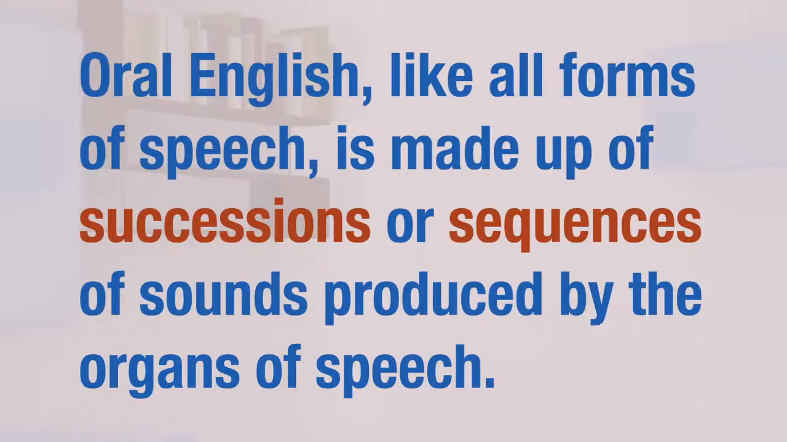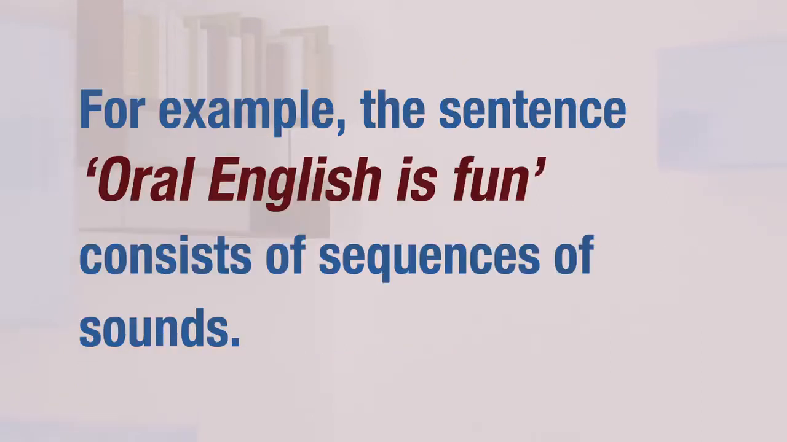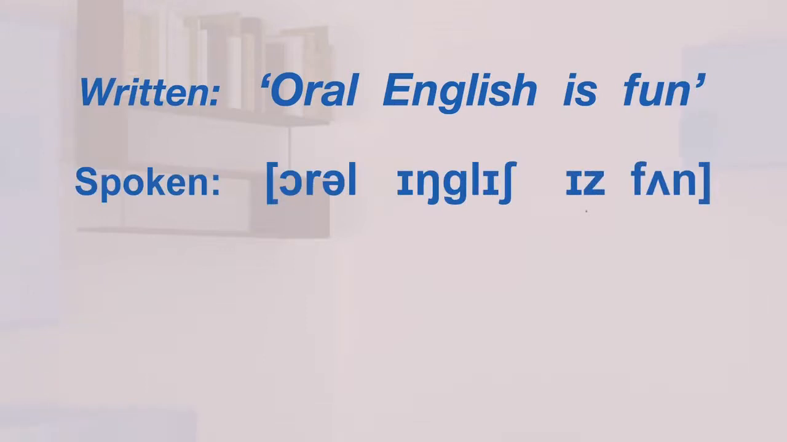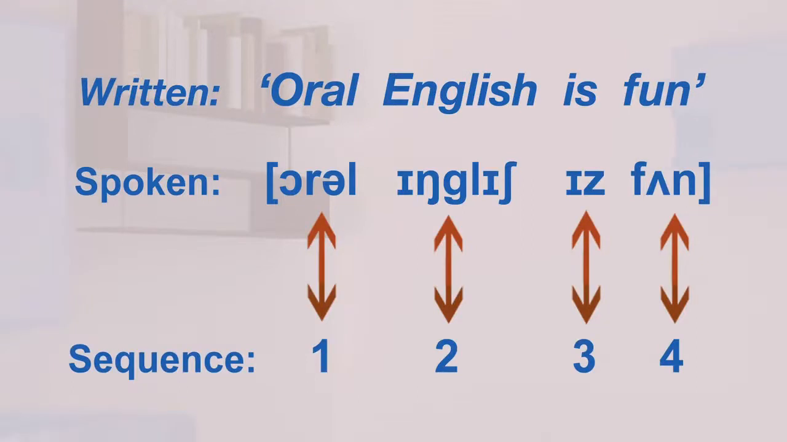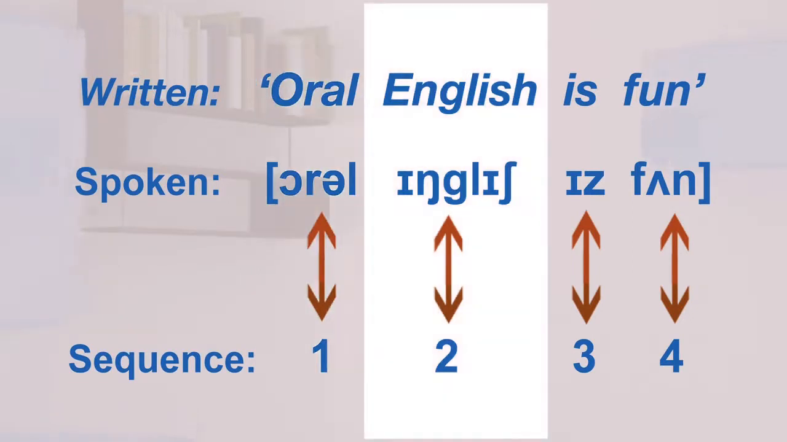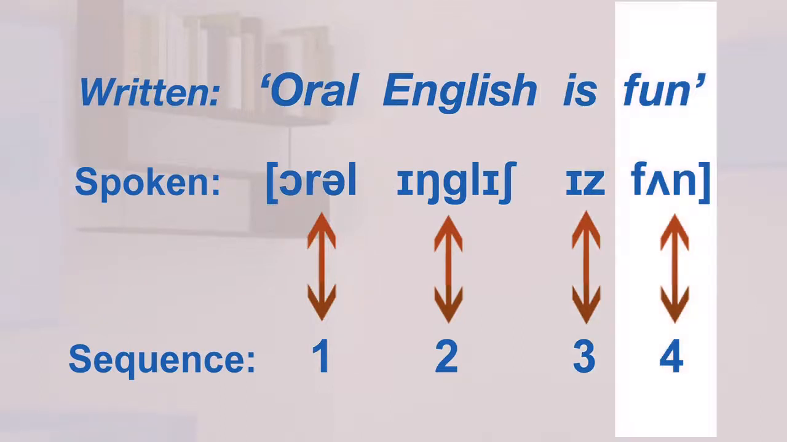Oral English, like all forms of speech, is made up of successions or sequences of sounds produced by the organs of speech. For example, the sentence, "Oral English is fun," consists of sequences of sounds as illustrated on your screen. Oral English is fun. In the illustration on your screen, there are 4 sequences of sounds in the sentence. Each of the 4 sequences consists of a number of sounds.